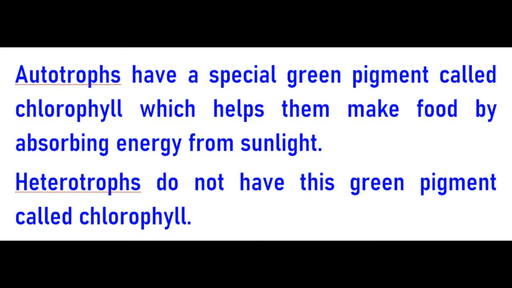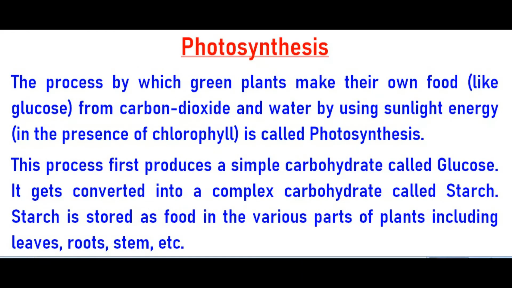Now, autotrophs have a special green pigment. Pigment means color, colored particle. A very special green pigment called chlorophyll, which helps them make food by absorbing energy from the sunlight. This green pigment traps the energy in the sunlight and makes the food for the autotrophs. The heterotrophs do not have this green pigment called chlorophyll, so they cannot make their own food. Now, what is photosynthesis?